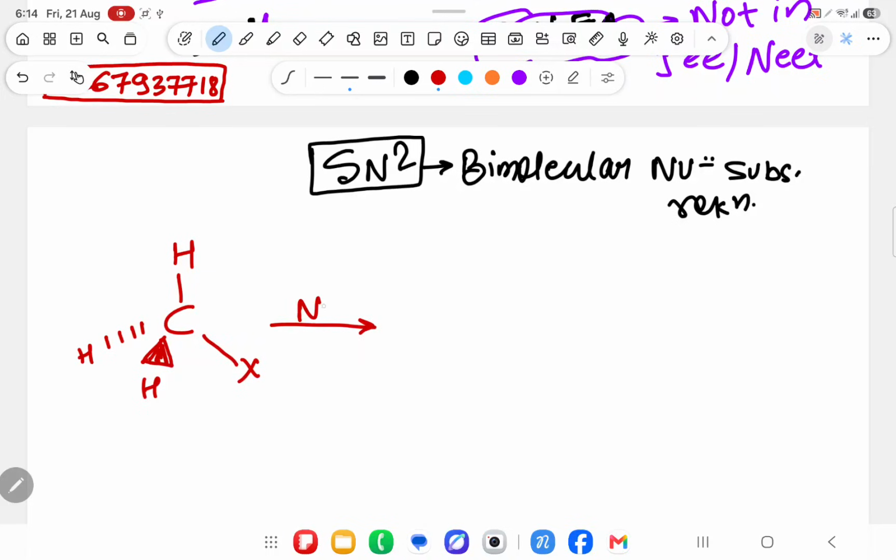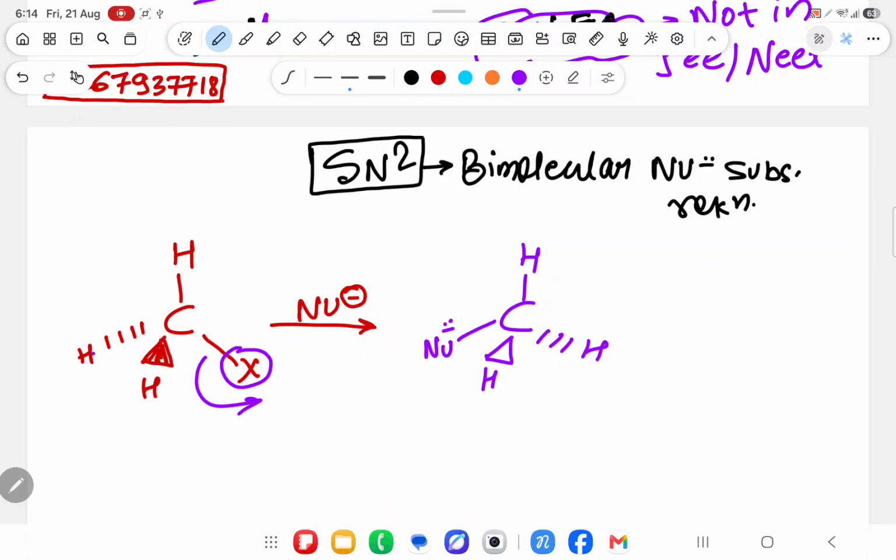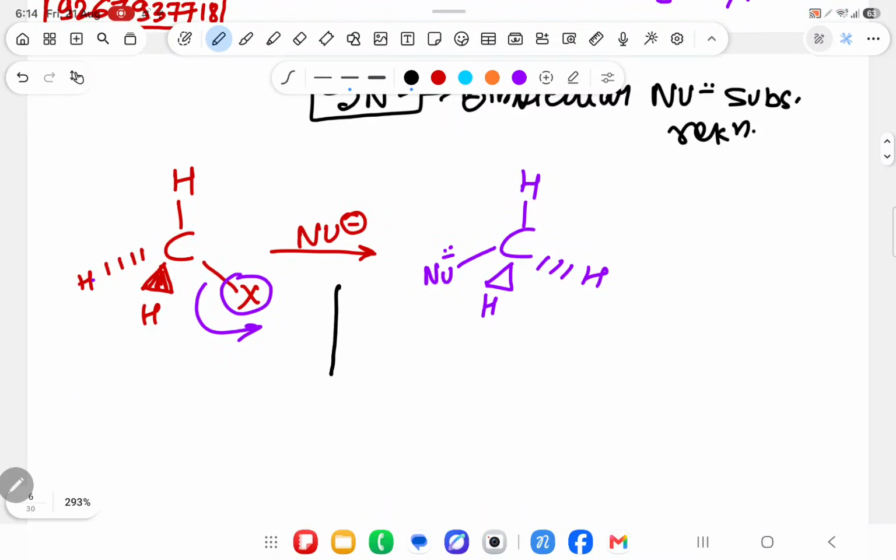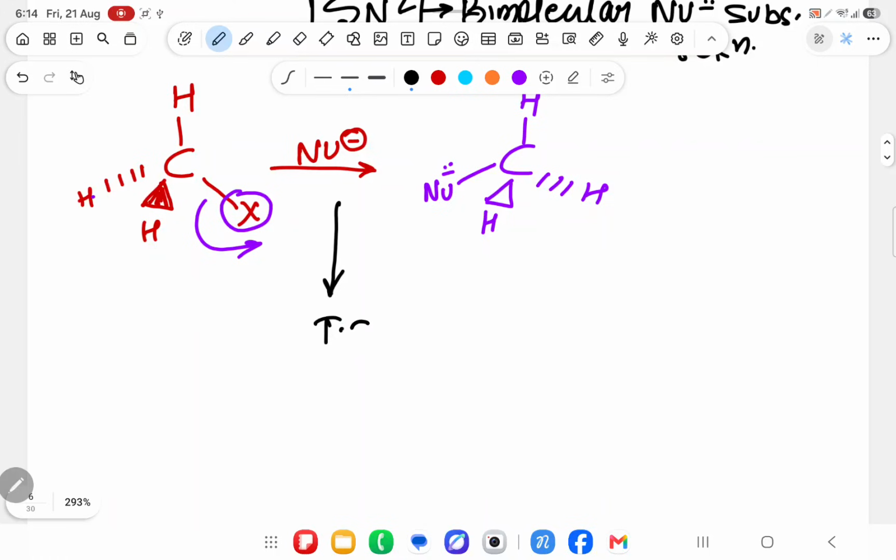Some nucleophile has to attack. This nucleophile will attack from the back side, the inversion side. I will tell you how. This X will go outside from here, and this dash hydrogen will come this side, the wedge hydrogen will be here, and this nucleophile will attack here. Now let us check what the transition state is.